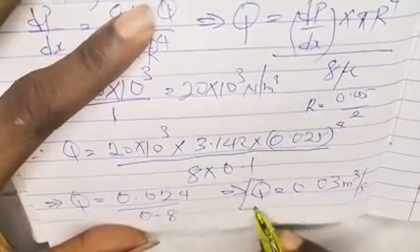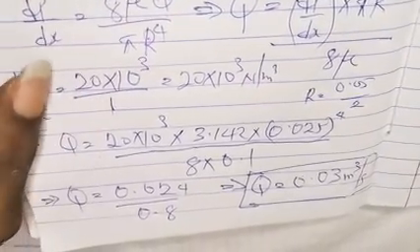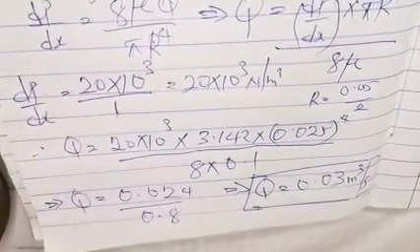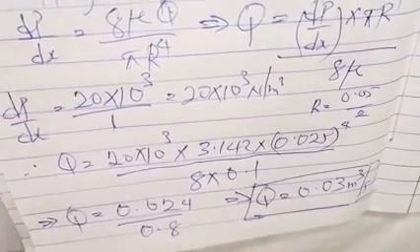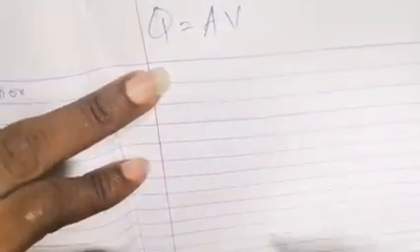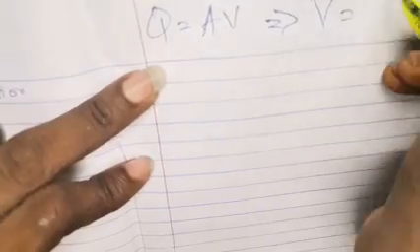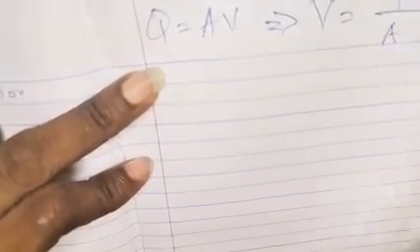So this is now our discharge, 0.03 meter cube per second. But the question says we should first of all confirm the velocity. So we need to now find velocity, and we know that discharge Q is actually area times velocity. From here we can make velocity the subject, it becomes discharge all over area.